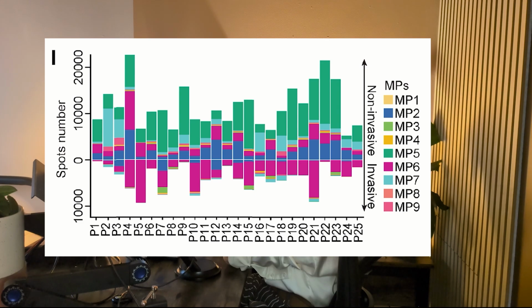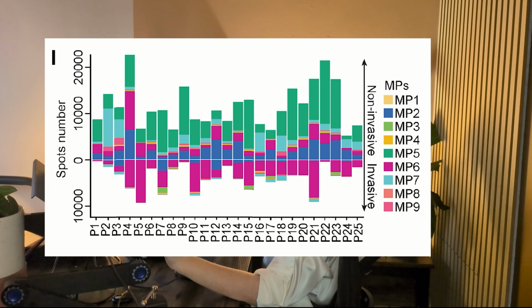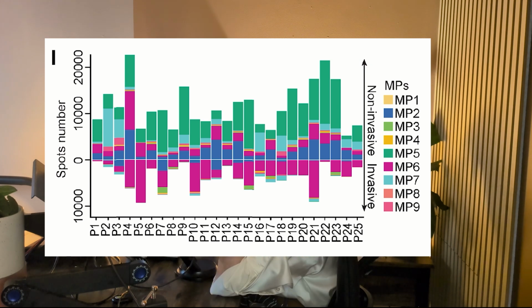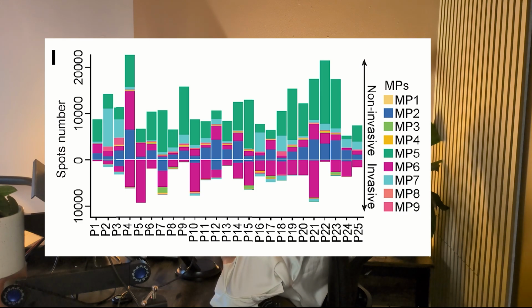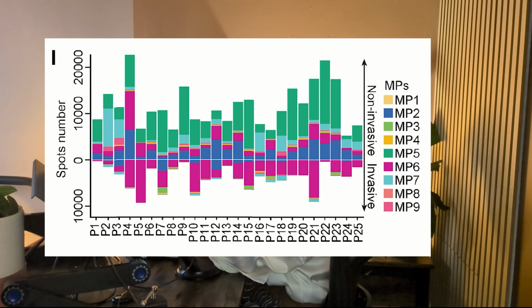Panel 3I overlays the metaprograms back onto the spatial transcriptomic maps. Non-invasive regions show predominantly alveolar programs, MP2 and MP7, whereas invasive regions show high MP6. What's powerful here is that the precursor lesions always show a mixed signature, alveolar on one side, KAC-like on the other. This highlights the spatial heterogeneity within early lesions before you ever see invasion.